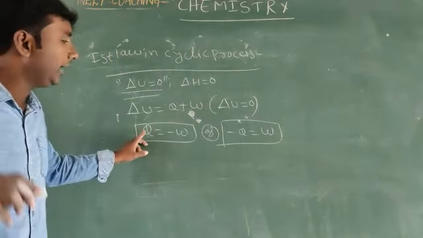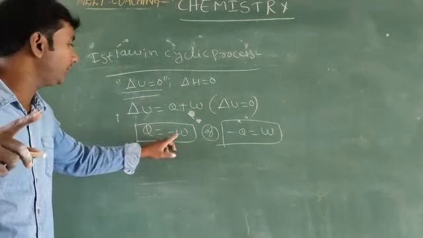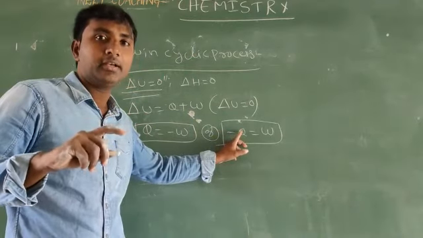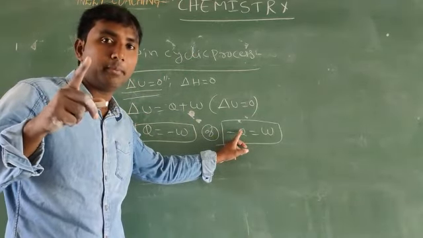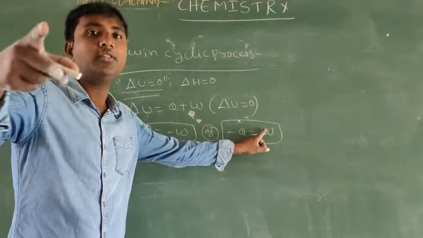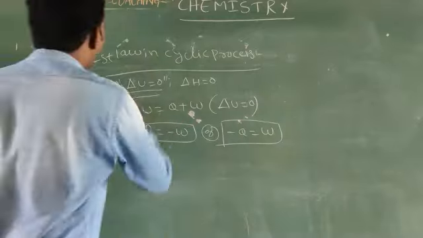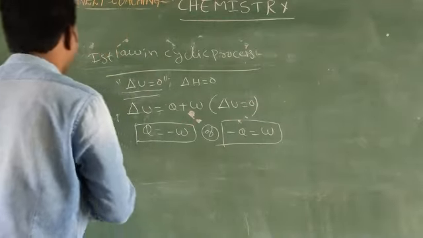If heat energy is supplied to the system, work is done by the system. If heat energy is released from the system, work is done on the system. This is the first law in cyclic process.